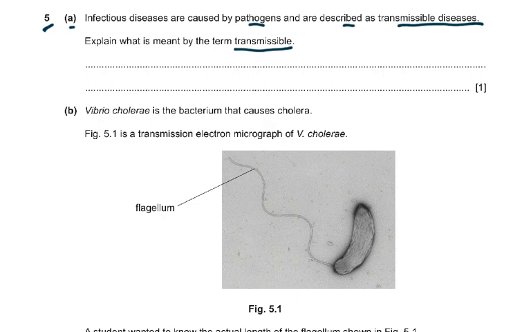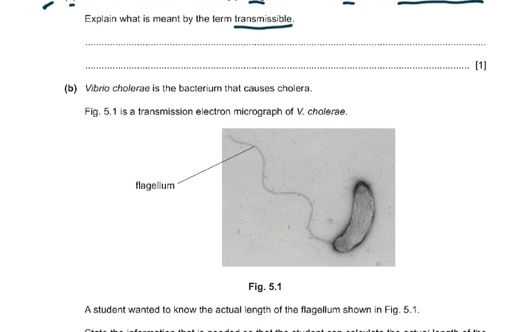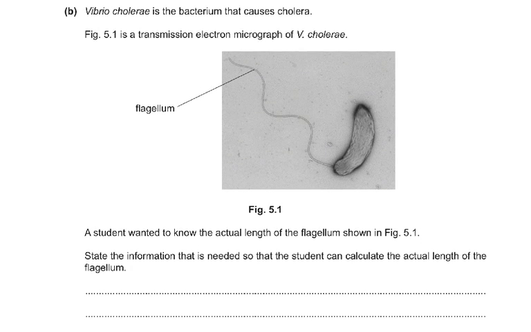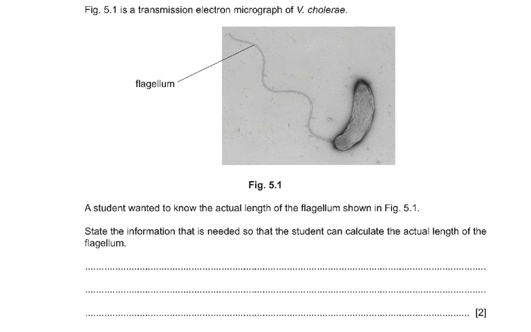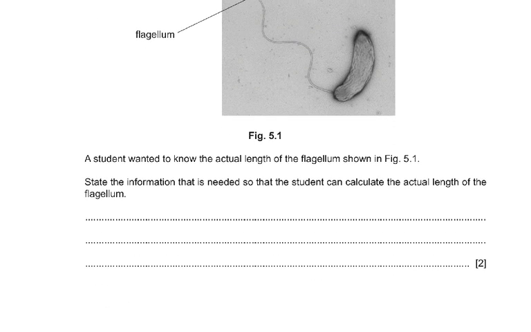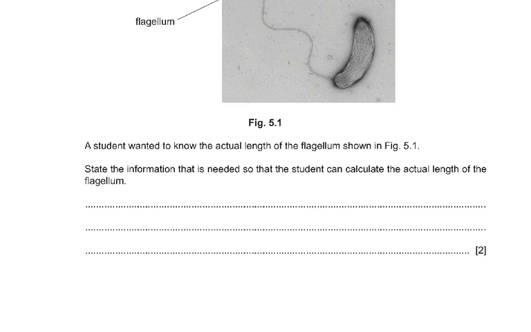Then it says Vibrio cholerae is the bacterium that causes cholera. Figure 5.1 is a transmission electron micrograph of the flagellated bacteria. A student wanted to know the actual length of the flagellum shown in figure 5.1. State the information that is needed so that the student can calculate the actual length of the flagellum. What is needed? You need the magnification of the image of the electron micrograph.